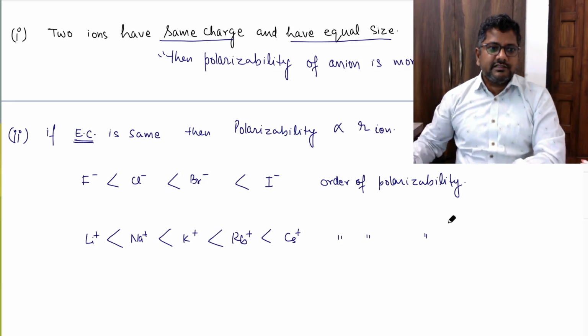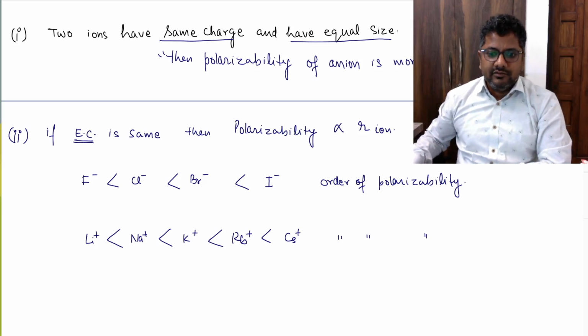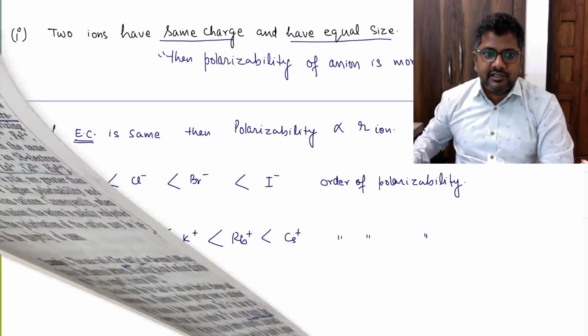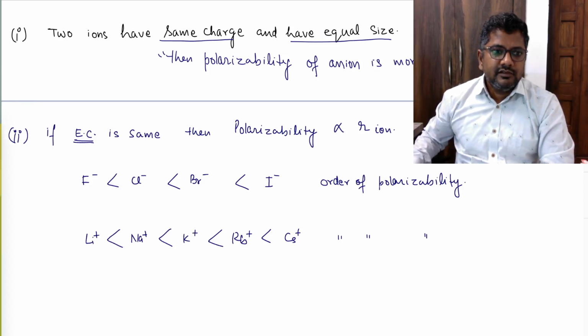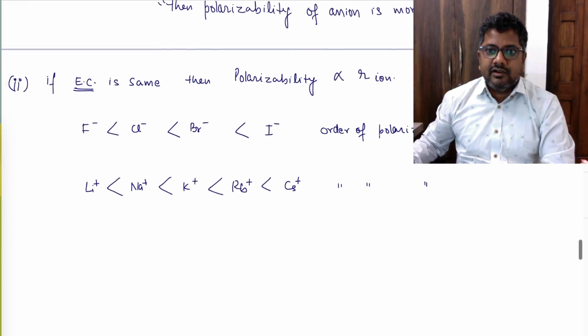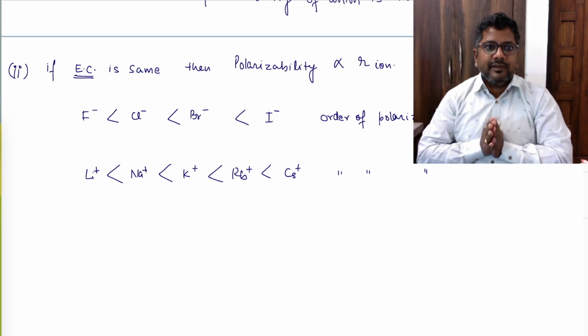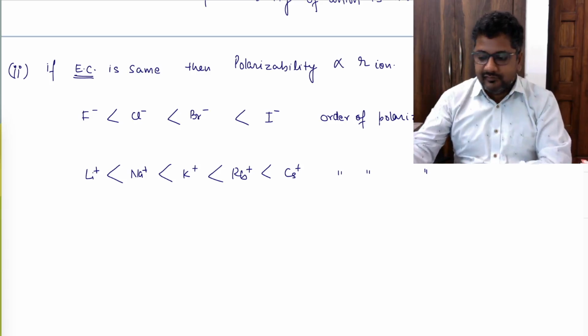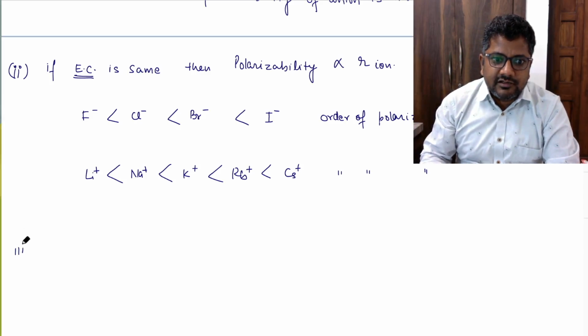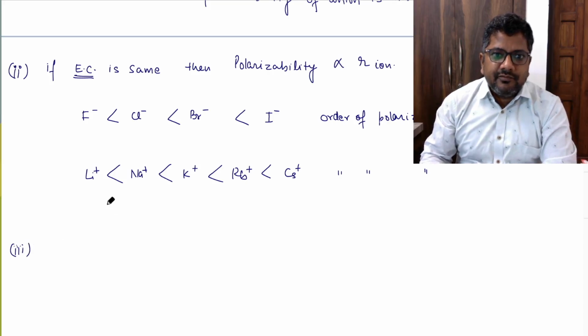So I think the second point is clear to all of you, how this polarizability is changing. If electronic configuration is same, then polarizability is directly proportional to the radius of the ion. Clear? Okay. This is the second point. Third point, this is also a very important point.